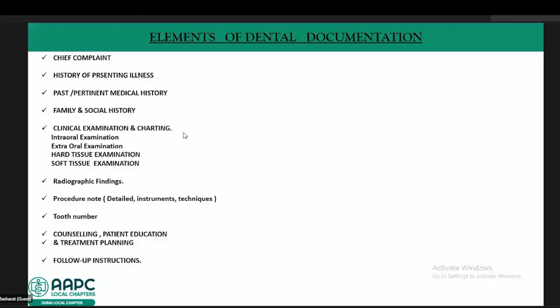Then the procedure details. Again, we need to have a detailed procedure note in the notes. For example, what technique he has used, what instrument he has used, whether anesthesia was given or not. All these details need to be in the procedure note with the correct tooth numbering. Then, of course, the counseling and patient education. For example, the doctor is giving oral hygiene instructions, and after an extraction, they are telling the patient when to eat and what to eat. All these things need to be in the education part. Then, of course, the follow-up instructions.